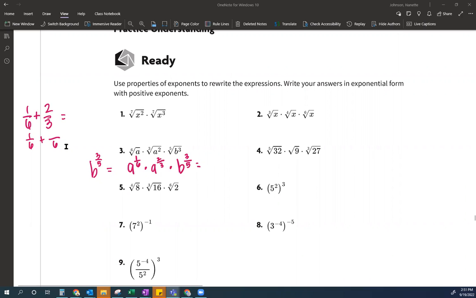And so here, remember back in maybe 6th grade, you would multiply by 2 on the bottom, and then you would multiply by 2 on the top, leaving me with a 4. And then you would just add the numerators. So that's 5 over my old denominator, which is 6. So then our answer is a to the 5/6. Good. Okay.